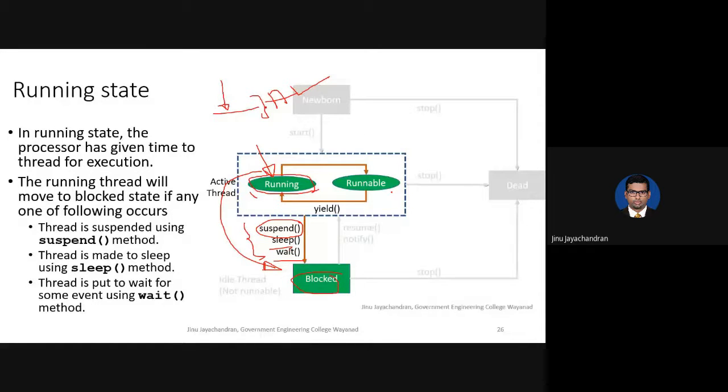Or there is something called preemption. I don't know whether you have studied this in embedded systems. There is something called priority and preemption in threads. So if a higher priority thread comes, then the lower priority thread will move to the runnable state, and the higher priority thread will keep on running. I don't know whether it is in your embedded systems syllabus, but that's called preemption. That is possible in this condition.